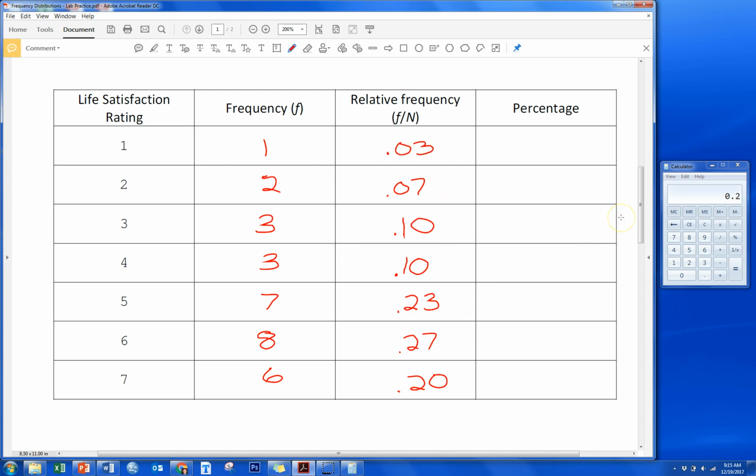Now the final thing we want to include is the last column, which is the percentage. And so we just need to convert from a relative frequency or a decimal to a percentage. To convert a decimal to a percentage is very easy. All you have to do is move the decimal place 2 places to the right and add a percent sign. Okay, so in the first one we have 0.03. We move the decimal place over twice. So that's going to be 3%.